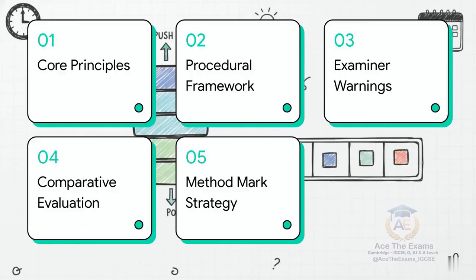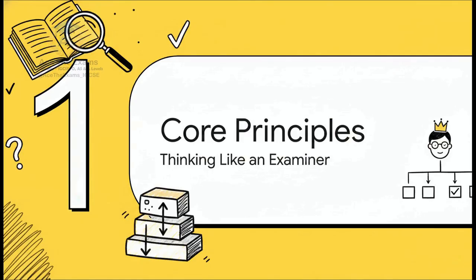Our strategic roadmap for today covers 5 key areas. 1. Core principles in architecture. 2. The procedural framework. 3. Top 3 examiner warnings. 4. Mastering comparative evaluation. And 5. The method mark strategy. Let's jump right into Section 1.